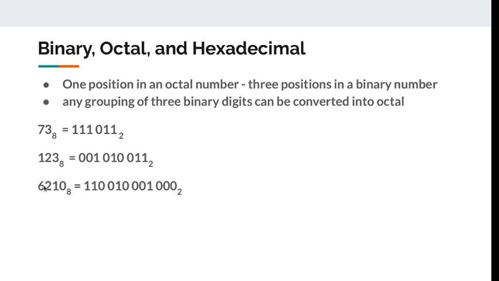The same way here, we have 6210. Here we have 6 in binary. Here we have 2, 1, and 0 in binary. So that's how easy it is to convert octal to binary.